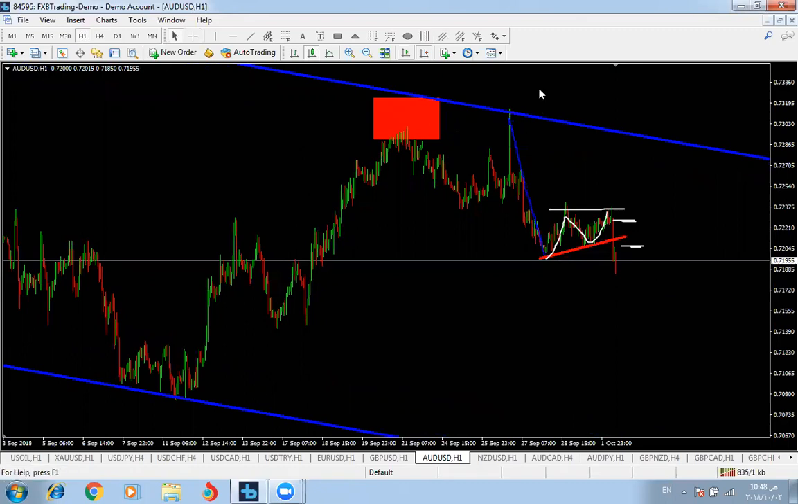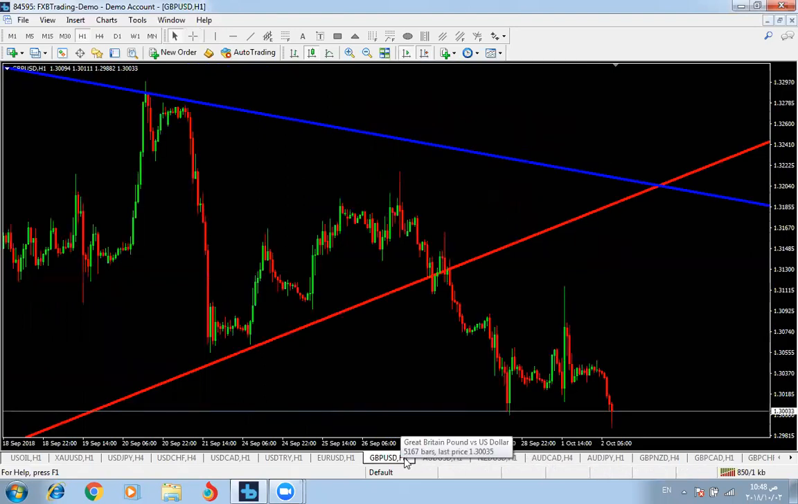This is the first trade on my watch list. I wanted to show you this. I will show you some other trades.